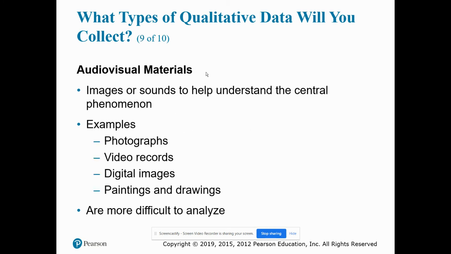Then you have audio-visual materials. Now for those, that's another document, okay? Images or sounds to help understand the central phenomenon. Examples would be photographs, video records, digital images, paintings, and drawings. These are a little bit more difficult to analyze. It's not cut and dry.